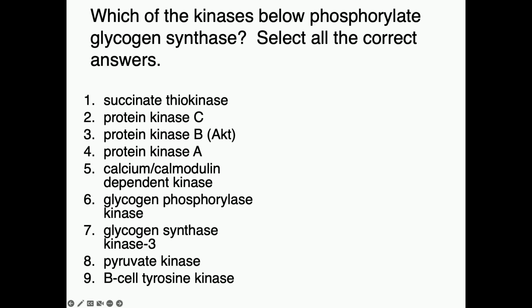Succinate thiokinase. What's that doing there? Nope. Protein kinase C. That's a yes. Protein kinase B. When is protein kinase B active? With insulin signaling. So that's a no. Protein kinase A. That's a yes. Calcium calmodulin kinase? Yes. Glycogen phosphorylase kinase? That's a yes.